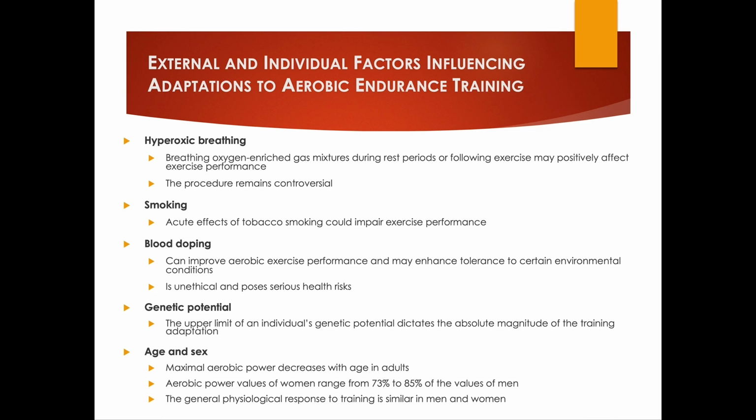And you've got genetic potential. So the upper limit of an individual's genetic potential dictates the absolute magnitude of the training adaptation. I know that in the last few years, a runner broke the 2-hour marathon. If you look at his genetic ability, it was definitely elite status. In terms of VO2 max, I don't think he had the highest VO2 max ever recorded. In terms of runners, the highest VO2 max recorded is with cross-country skiers, but he didn't have the highest in terms of marathon runners.